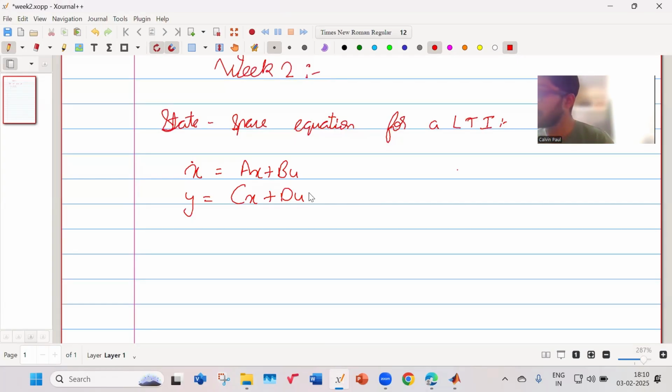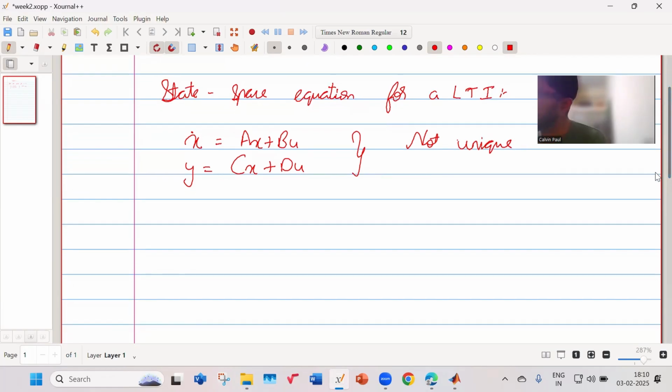Now, how do we proceed? Like, what do we do with these set of equations? So first of all, this representation is not unique. It's not a unique representation. There can be multiple representations. Let us consider this is the S1 type of representation. We can have another S2 type of representation, which is given by z dot is equal to a bar z plus b bar u, y is equal to c bar z plus d bar u.